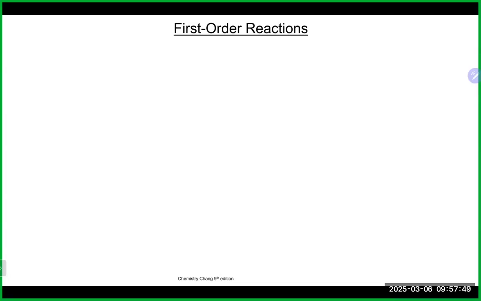So we're going to start with first order reactions. You can achieve a first order reaction in two ways. You could have just 1 reactant, where the order of that reactant is first order. You can also have 2 reactants where 1 is first order and 1 is zero order, right? That would also give you an overall first order reaction.